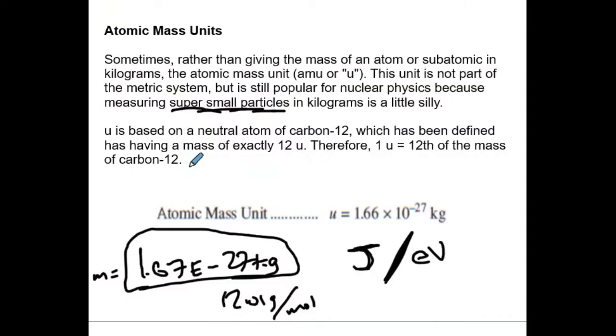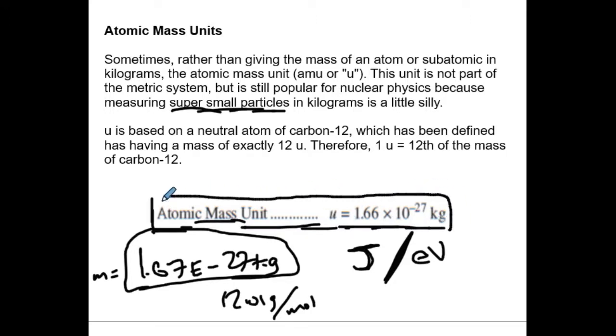And that's basically what this says here, that these U values are based on a neutral carbon-12 atom. And so 1 U is 1/12 the mass of carbon-12. So we've weighed out carbon-12, a U is a 12th of it, and therefore carbon-12 is 12, and everything else is based on that. Long story short, an atomic mass unit is basically 1.66 times 10 to the minus 27 kilograms. And that's kind of the average of protons and neutrons, in a way.